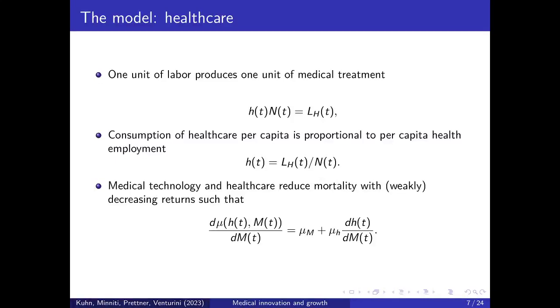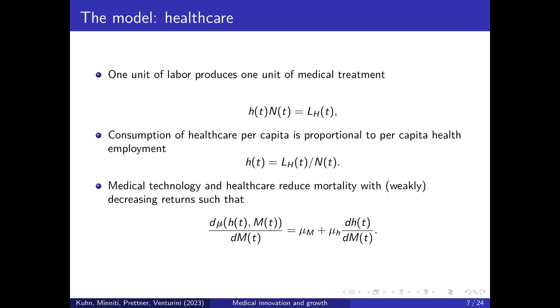With regards to the healthcare sector, we assume that 1 unit of labor produces 1 unit of medical treatment. So the total amount of medical treatment supplied in equilibrium is the total amount of labor employed in healthcare. On the left-hand side, we have total demand for healthcare, which is the demand for healthcare of 1 person multiplied by the population size. And healthcare per person is then the supplied healthcare divided by the population size, of course.